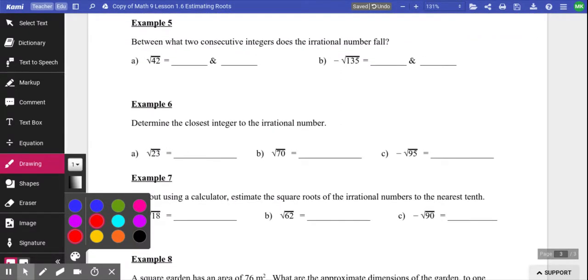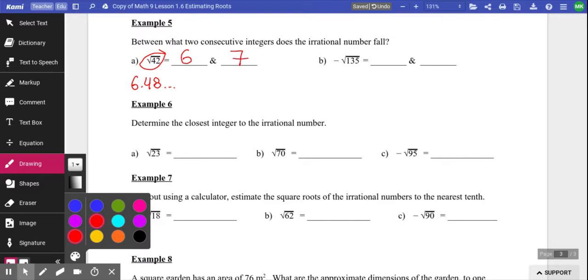Awesome. Number 5. We're just going to do some estimating with number 5. Number 5 is, between what two consecutive integers does the irrational number fall? If you want to do that, you're going to actually calculate that. So figure out what it is. If you do square root of 42, you get 6.48 blah, blah, blah. The two numbers that it falls in between would be 6 and 7.